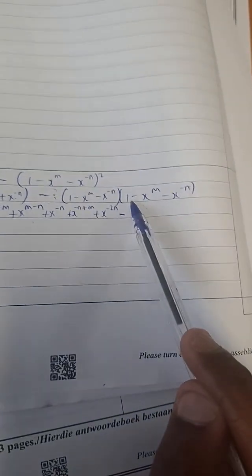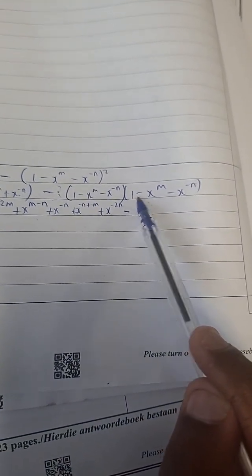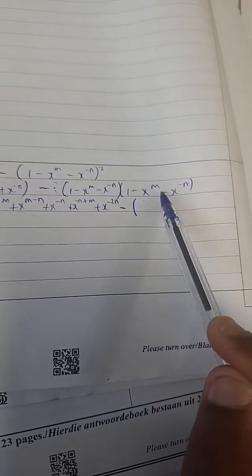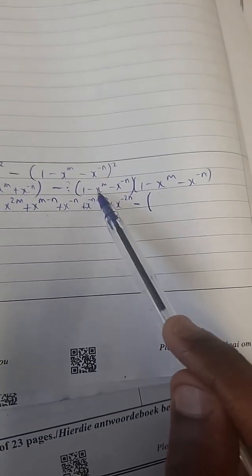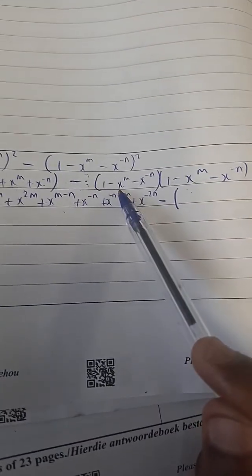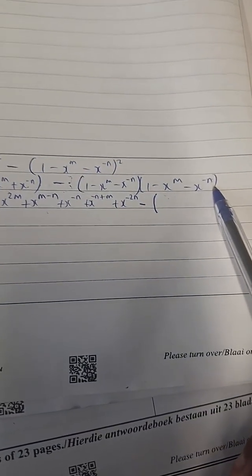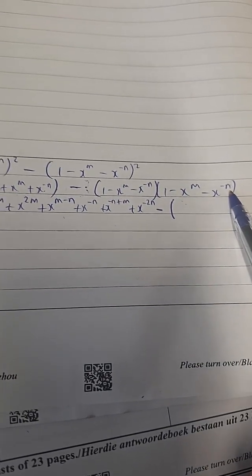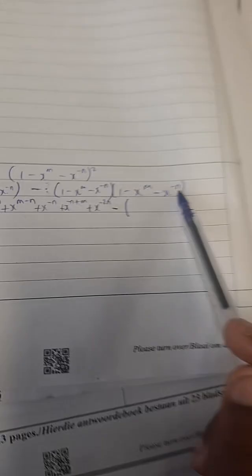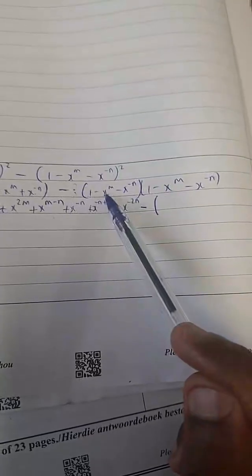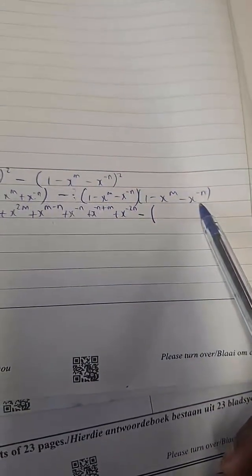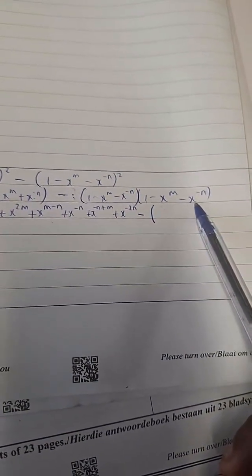Done. That's fine. x to the power m plus m is 2m, that's fine. x to the power m times negative x to the power n. So we have positive, and then after that we have positive m minus n. So this is supposed to be minus n. m minus n is m minus n.